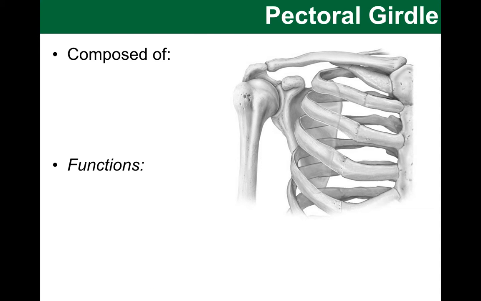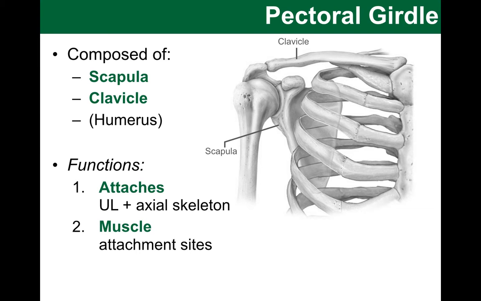So I think it is a good idea that we talk a bit about the bones involved. And these would be, of course, the scapula and clavicle. Note that the humerus really is not considered as being part of this, but I have included it as it is so closely attached to what we will be looking at. And then if we are considering the function of the shoulder, well, it is to attach the upper limb and axial skeleton, as well as to provide muscle attachment sites, as we have seen with the earlier parts of this chapter.